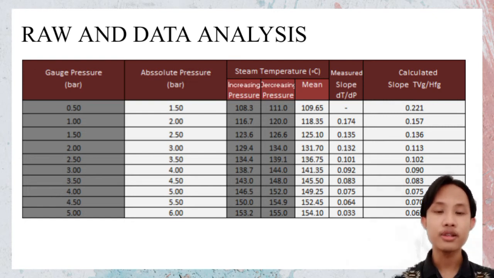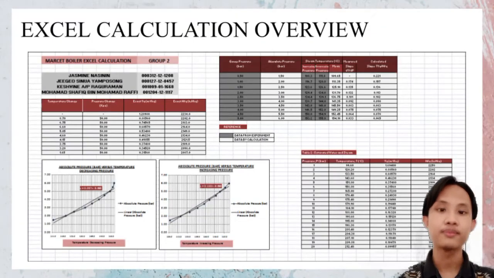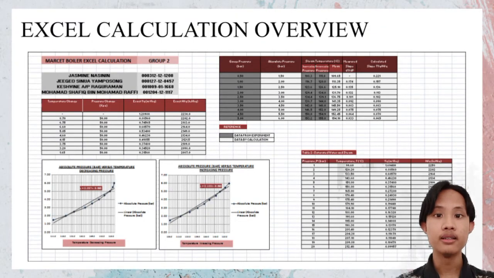P absolute is calculated using the formula P absolute equals P atmospheric plus P gauge, while the mean can be calculated by adding the increasing pressure with the decreasing pressure and dividing by 2. And last but not least, the measured slope can be calculated using either dT over dP or dVg over Hfg.